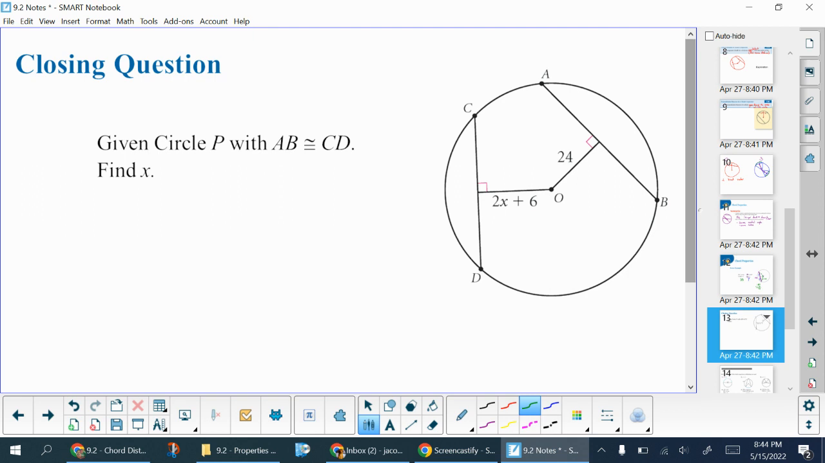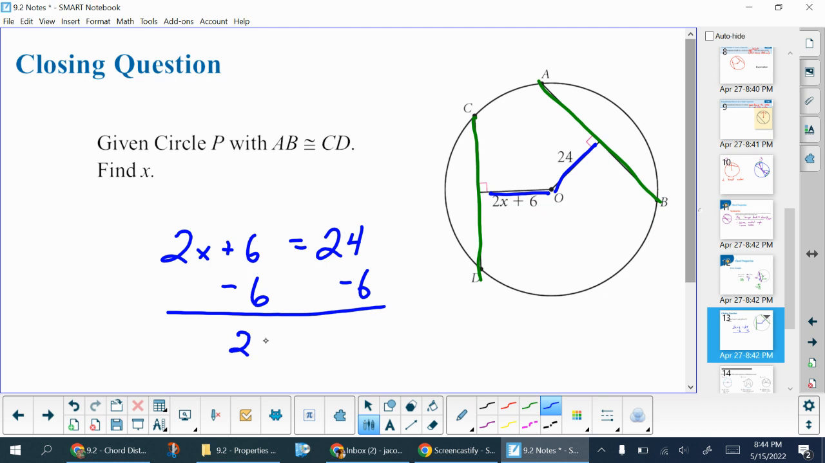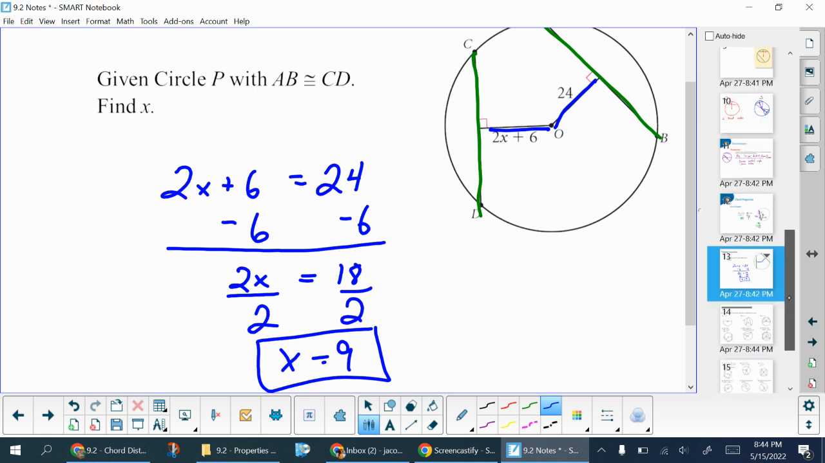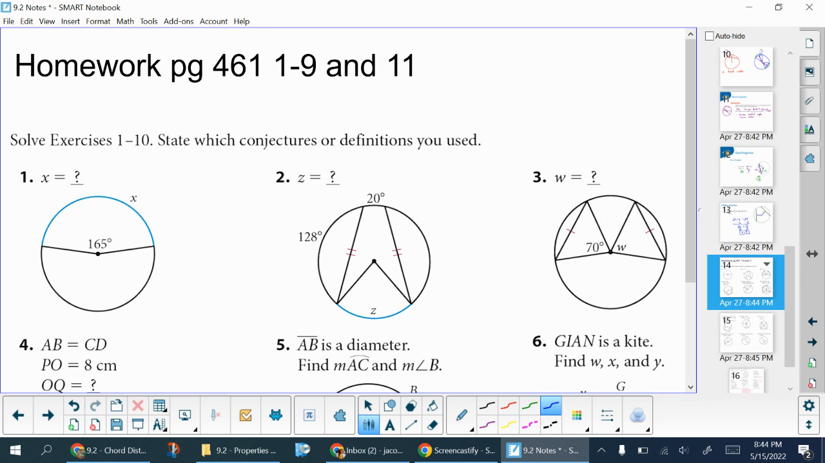Next up here, we got a little bit of algebra. So we got a circle that says AB is congruent to CD. So these chords are the same length. What that tells us is that they are the same distance from the center of the circle. So I know that 2x plus 6 has to equal 24, and that's an equation I can solve. I'm just going to subtract 6. 2x equals 18, and I can divide by 2, and x equals 9. So I'm just using that property that chords that are the same length are the same distance from the center of the circle. That's what you're going to see in a lot of these here.